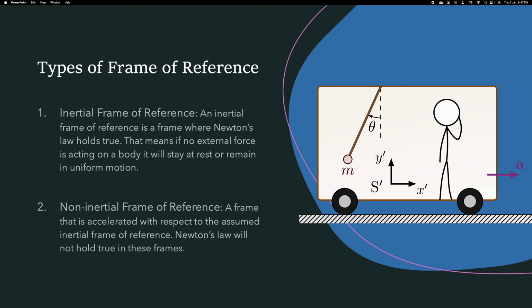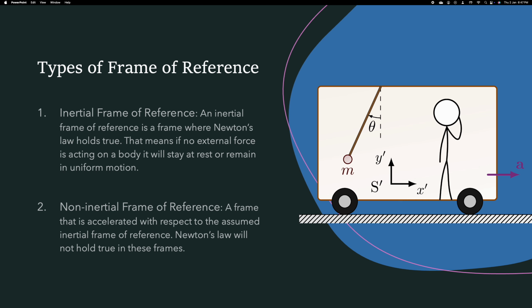That means the body which is at rest will stay at rest, and the body which is in motion will continue to move with a constant speed. Very simple. That's why Newton's laws of motion are applied here. That's what one of the lines says: Newton's law holds true here. But where is the non-inertial frame of reference?